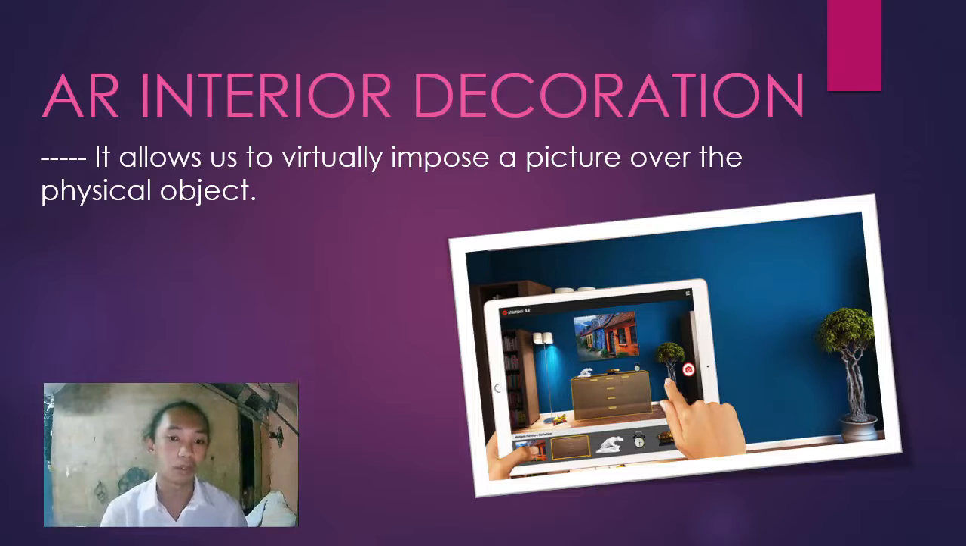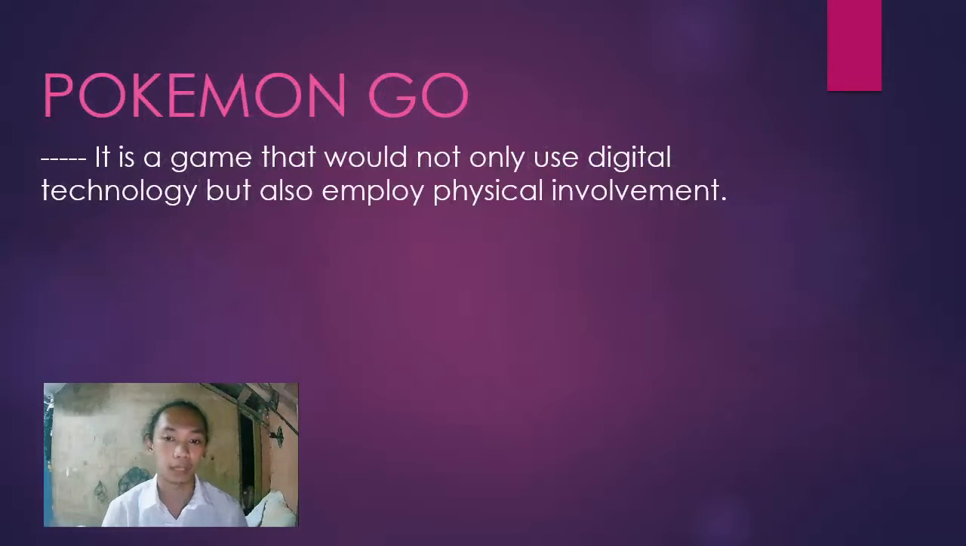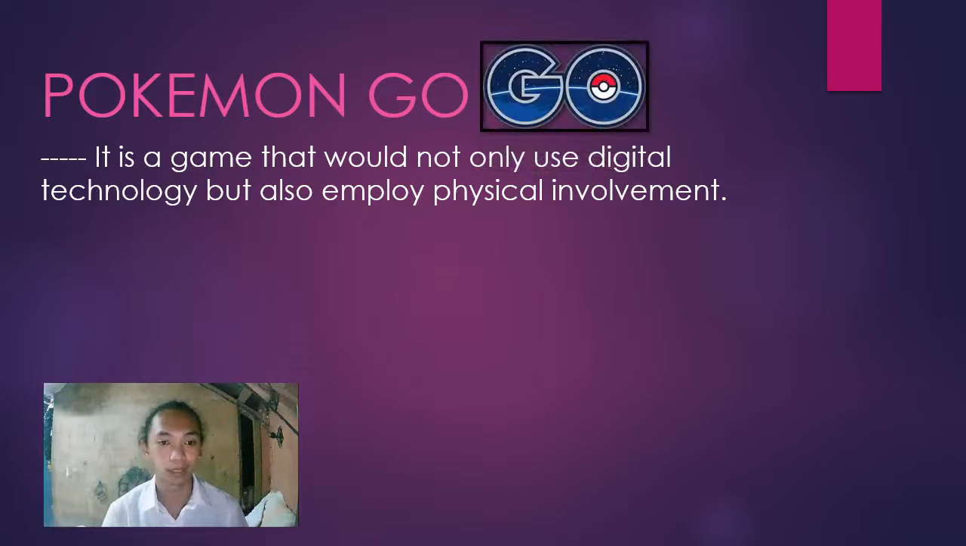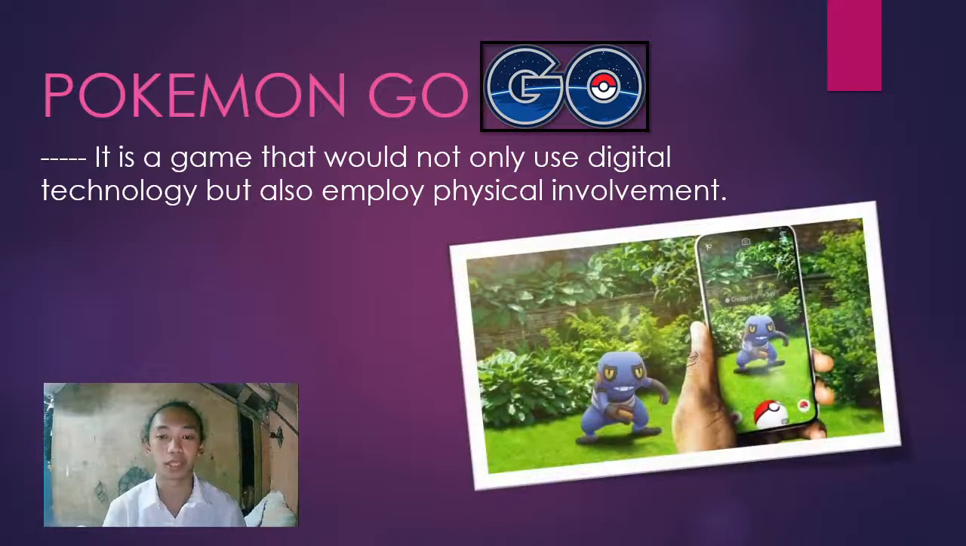Now, a lot of people these days have been addicted to mobile games, right? Now presented you the first ever augmented reality-based mobile game, the Pokemon Go. It is one of the best examples of AR. It was first introduced in 2016, and within a few months, it got popular among people of all age groups. The notion was to create a game that would not only use digital technology, but also employ physical involvement.